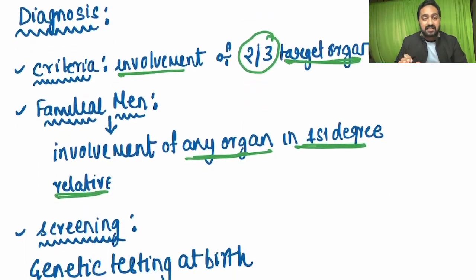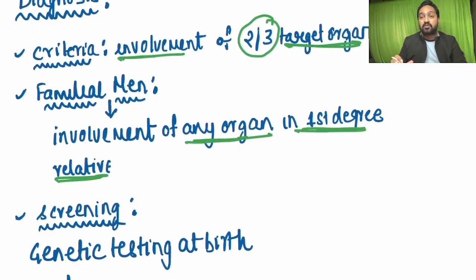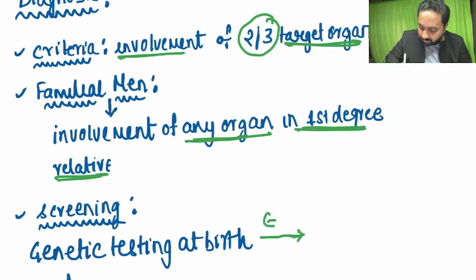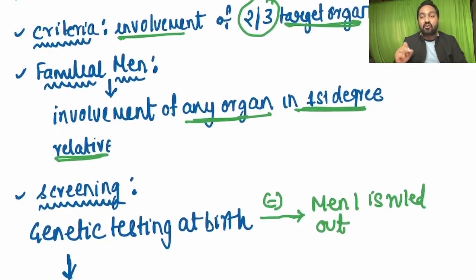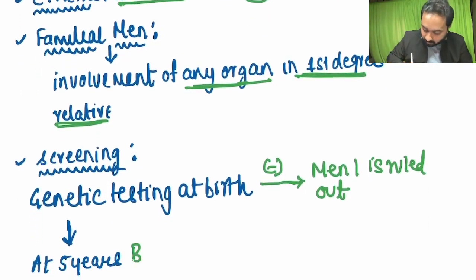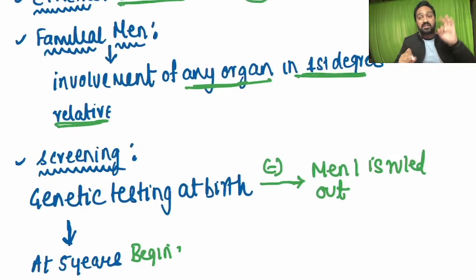So first is the genetic testing at birth. So what are you going to do the genetic testing for? We had seen in MEN1 we have the menin gene. So we shall be doing genetic testing at the birth. Now if it is negative, then MEN1 is ruled out, right? Then at the age of 5 years we begin. Please remember those 3 P's. So we'll be beginning with one of the P's. So we begin over here.